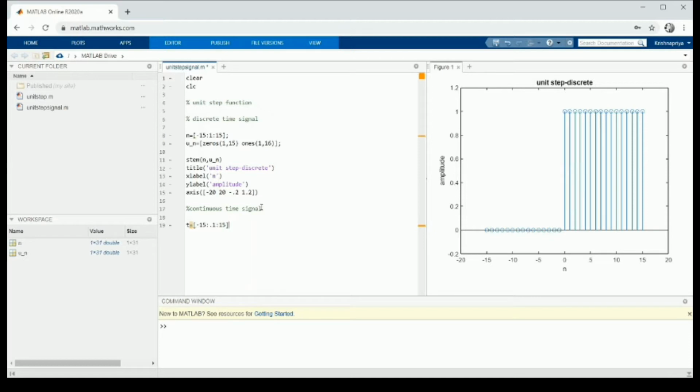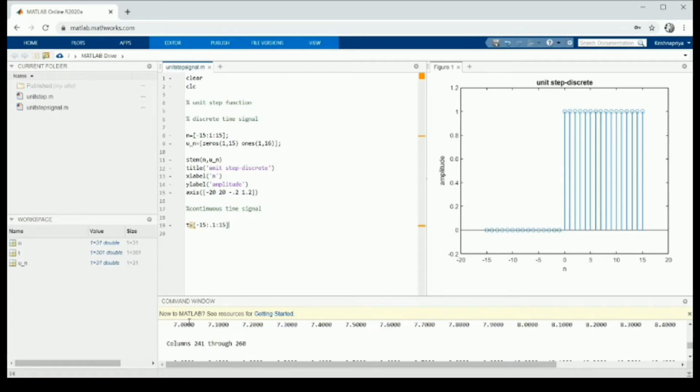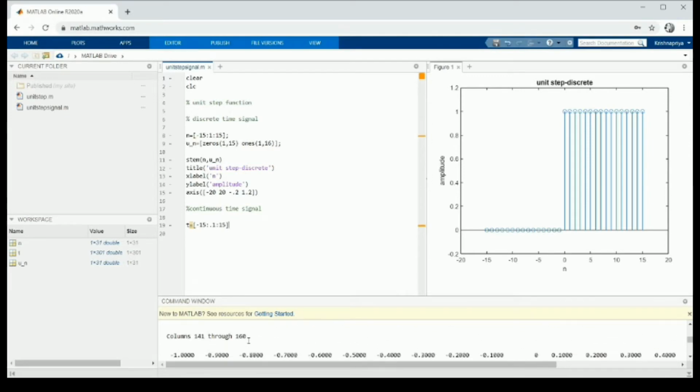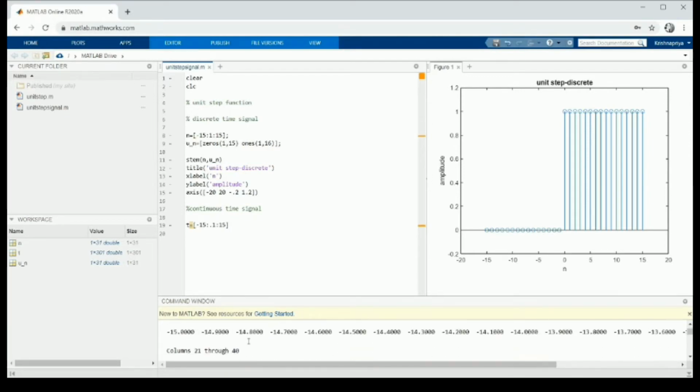So here we have given the time instance. Next we have to give the command for obtaining the output signal. Before that, to know what values are assigned to t, we can run the file. So here you can see in the command window what values are assigned to the variable t, and it's from minus 15, minus 14.9 to 15.